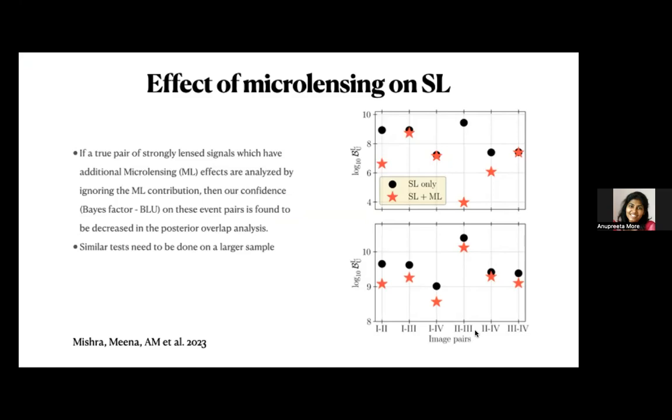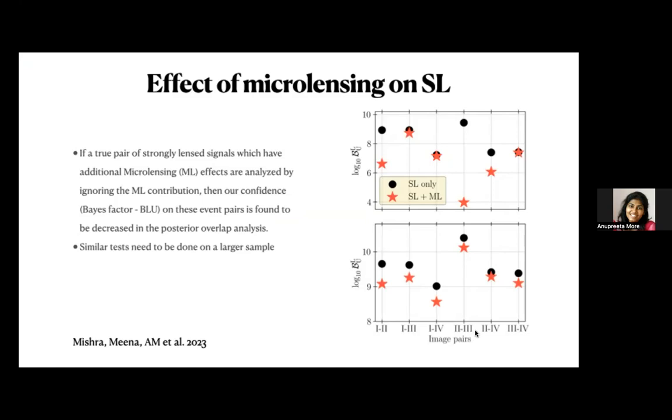and now we do the posterior overlap analysis, then it decreases our confidence in these being strongly lensed events, because the microlensing effects in each of these event pairs are going to be different, as I showed in that image. Based on the location, based on the local microlens density, the effects are going to be different. So if the event pairs have microlensing in them but are analyzed as though they are only strongly lensed, then it decreases their Bayes factor. This is shown for two or three cases. We've consistently found that in all these cases, once we include the microlensing, it decreases these Bayes factor values. We need to repeat this for a larger sample to be more confident about this, but this is basically what we are seeing.